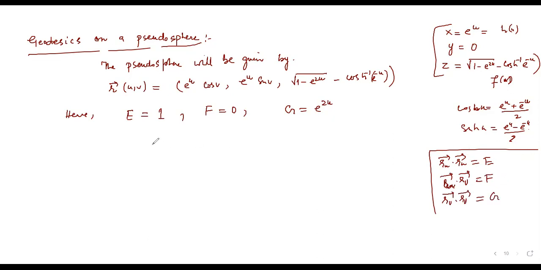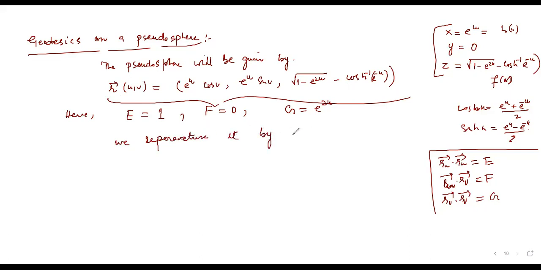Okay, so this is what I have if I use this as my parameterization of a pseudosphere, but we reparameterize it here to make things easy. So we reparameterize it by setting w equal to e raised to power minus u.